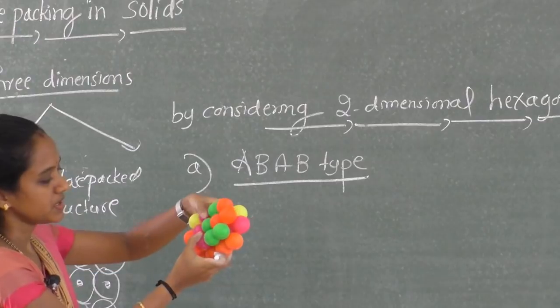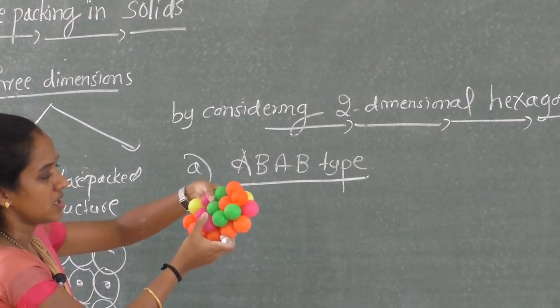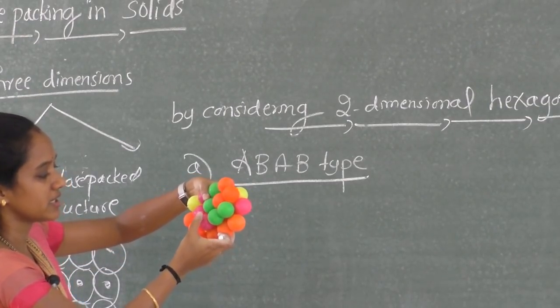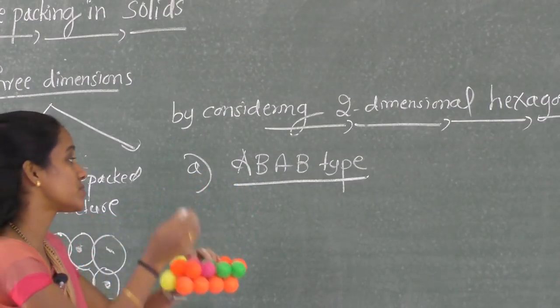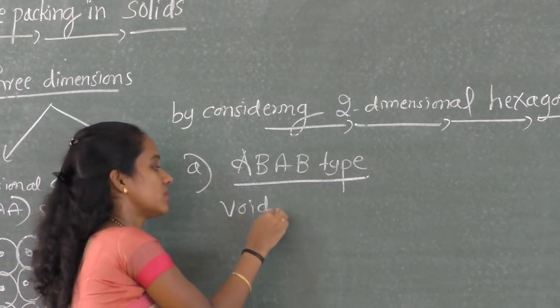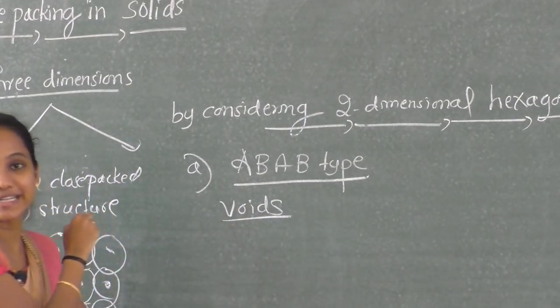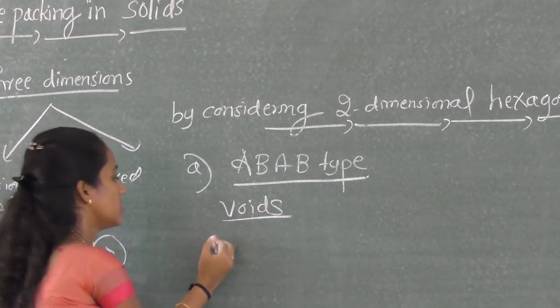Now, in this case, you observe there are two types of voids formed. Two types of voids. What is a void? It is an empty space.